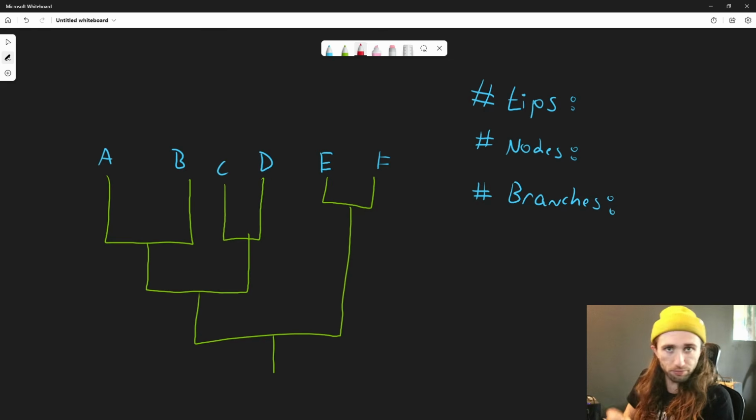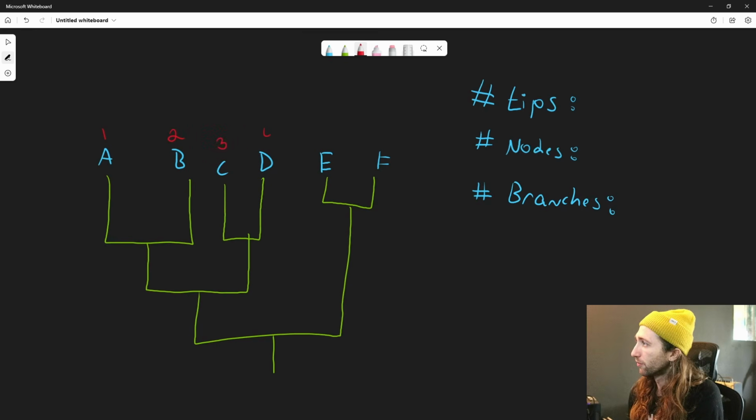Again, just the tips are the ends of the trees. And so here we have 1, 2, 3, 4, 5, and 6 tips. Very easy, just what's at the top of the tree. Cool. Now let's get into the number of nodes.